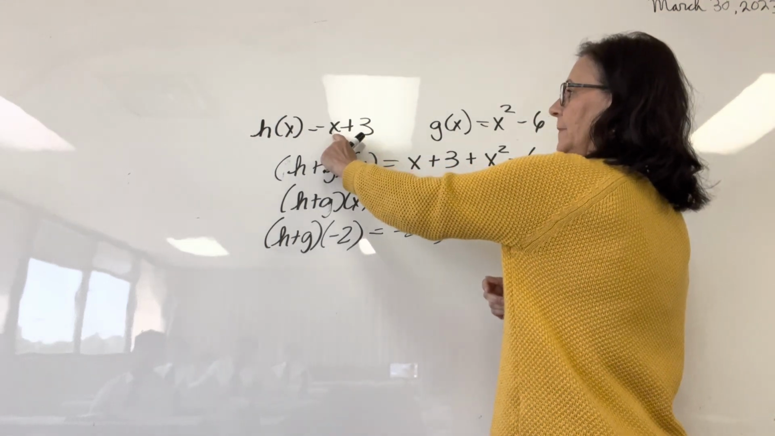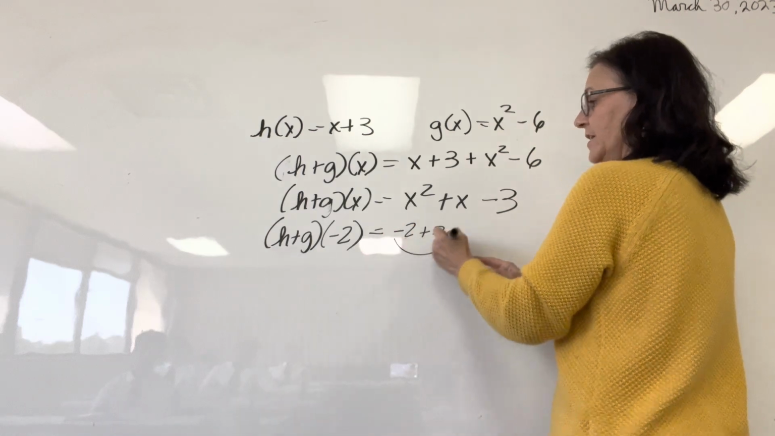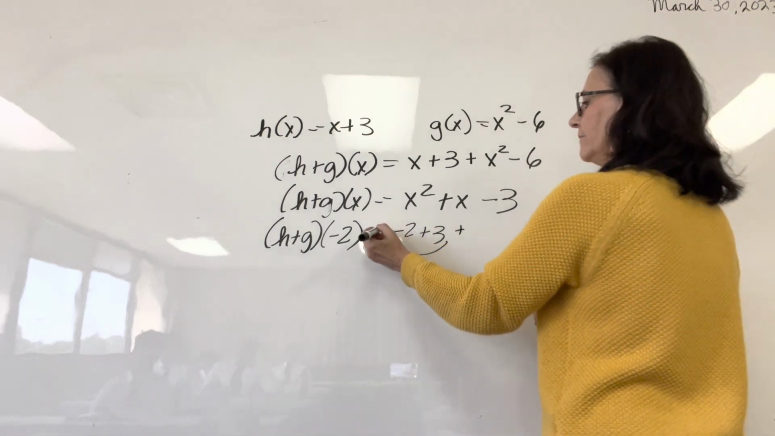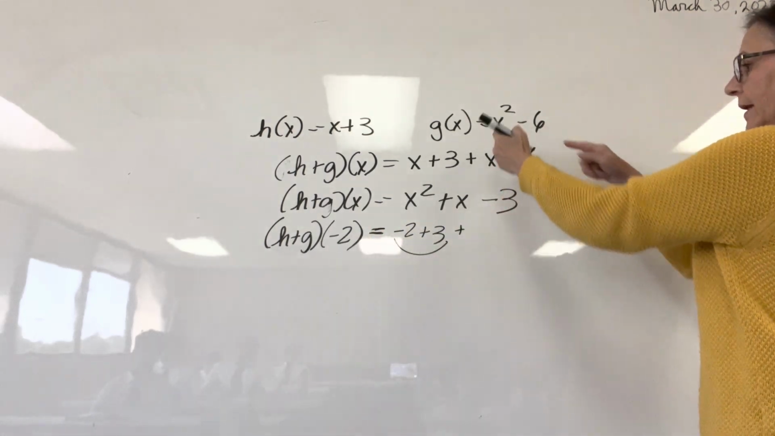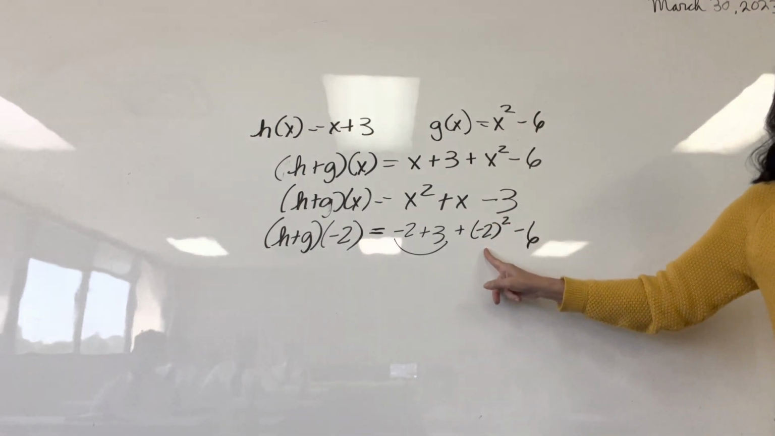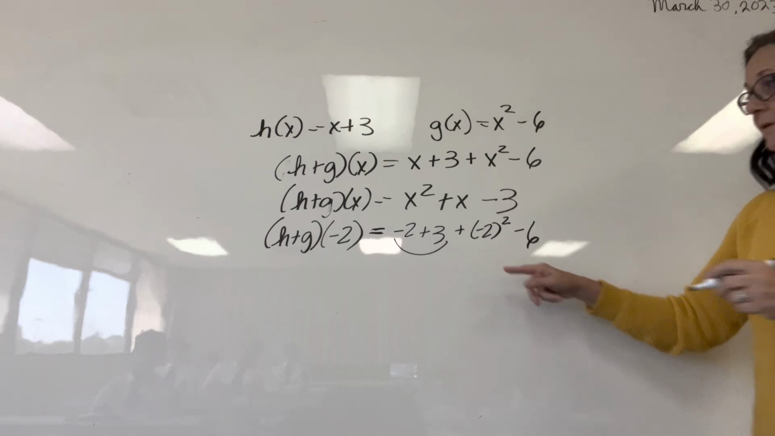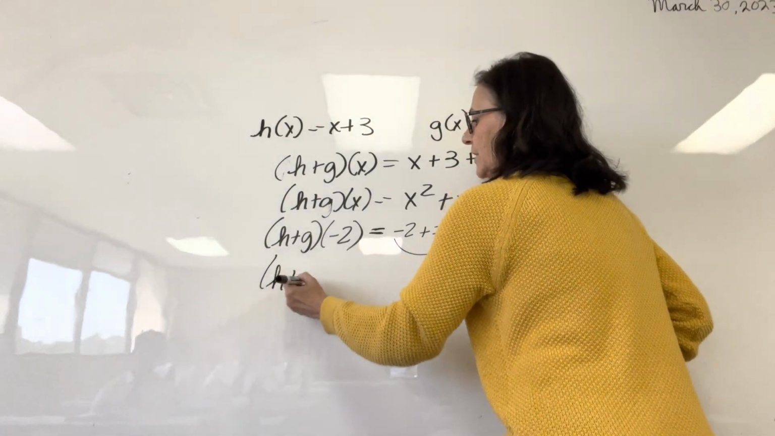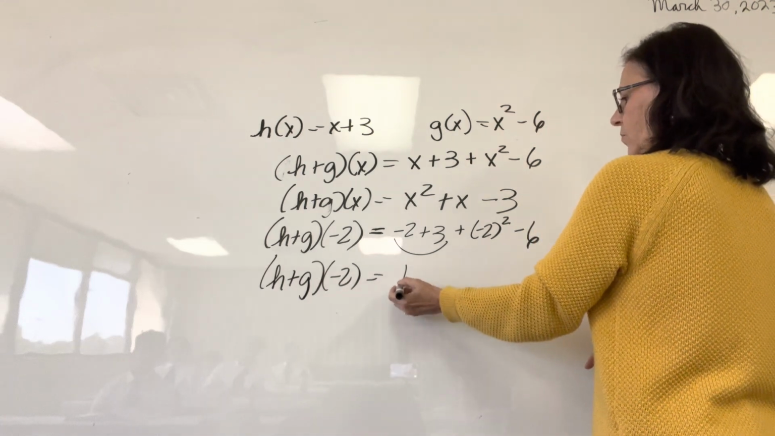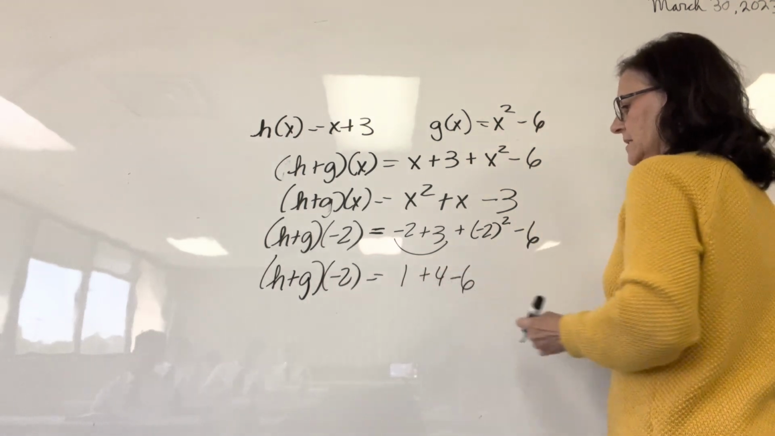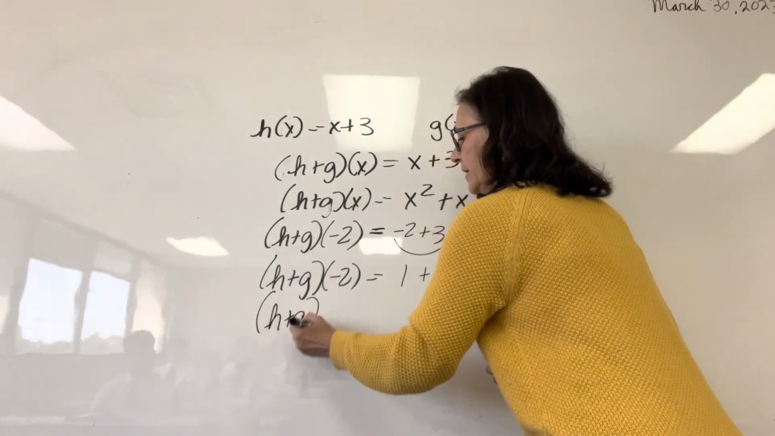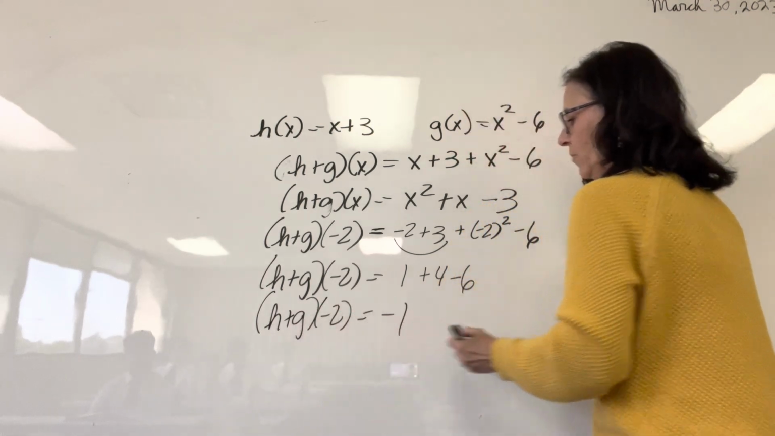Well, this would be plugging it into the h. This is my h of x, right? It looks like a negative instead of an equal sign. Oh, yeah, that's equal. Now I'm going to plug it into my g function, so that's negative 2 squared minus 6. This becomes a positive because I square the value. So h plus g of negative 2 is 1 plus 4 minus 6. So what is it? Negative 1. So h plus g of negative 2 is negative 1.